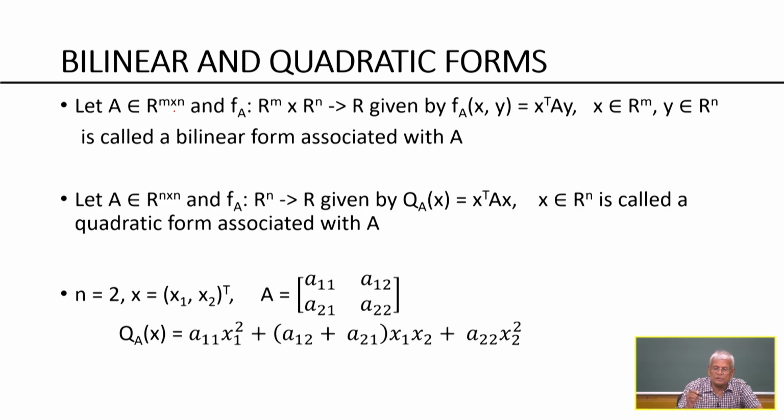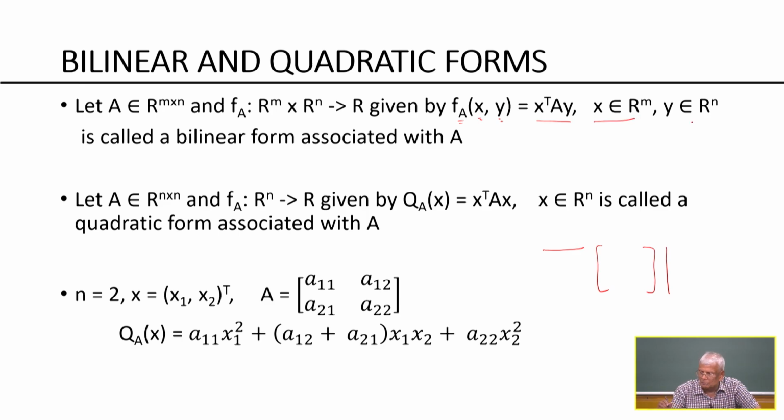I am going to define, given two vectors x belonging to R^m, y belonging to R^n, a function that takes two inputs and creates an output which is x transpose A y. So what is x transpose A y? x is a column vector, x transpose is a row vector, this is A, this is a column. So this is a constant. So f_A of x comma y is x transpose A y.